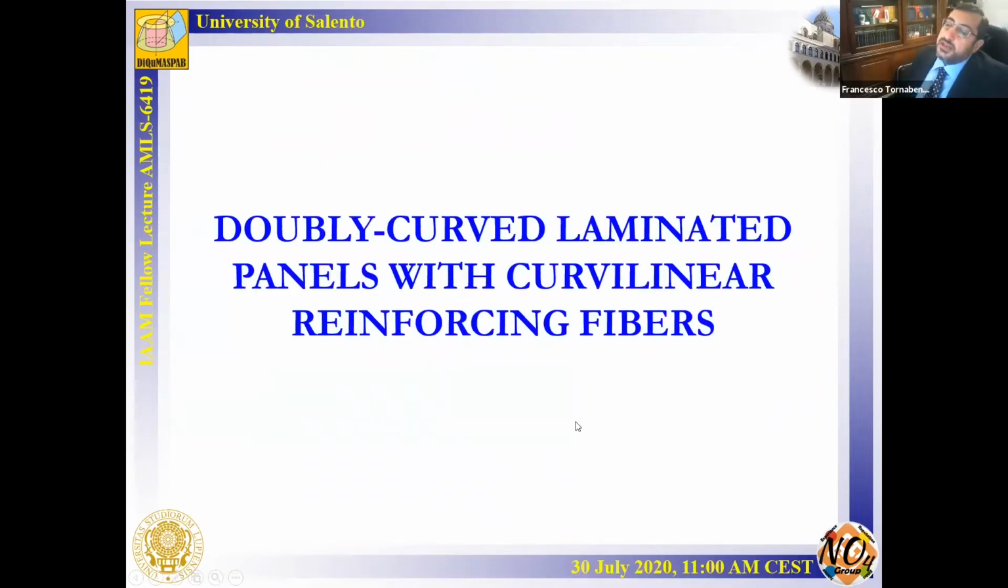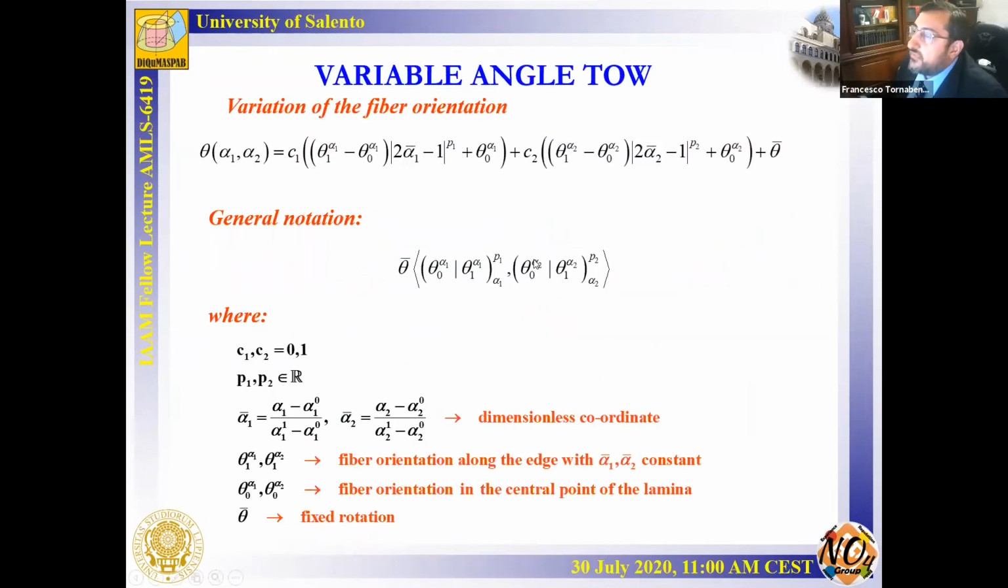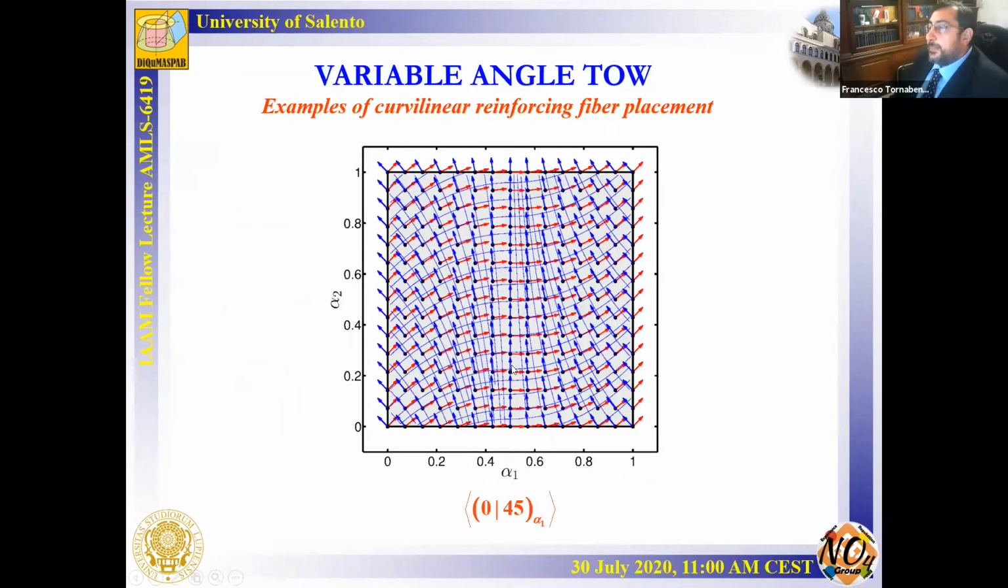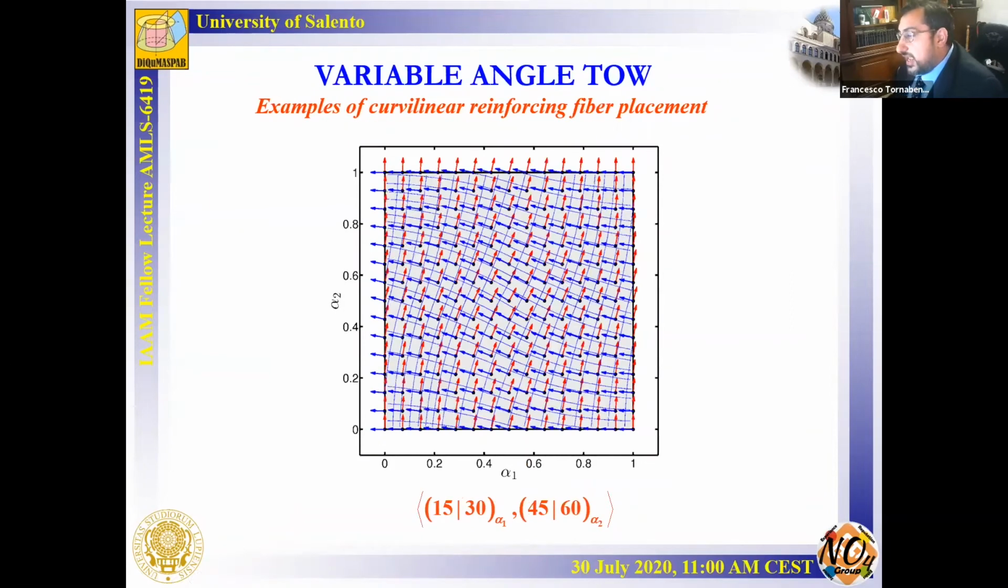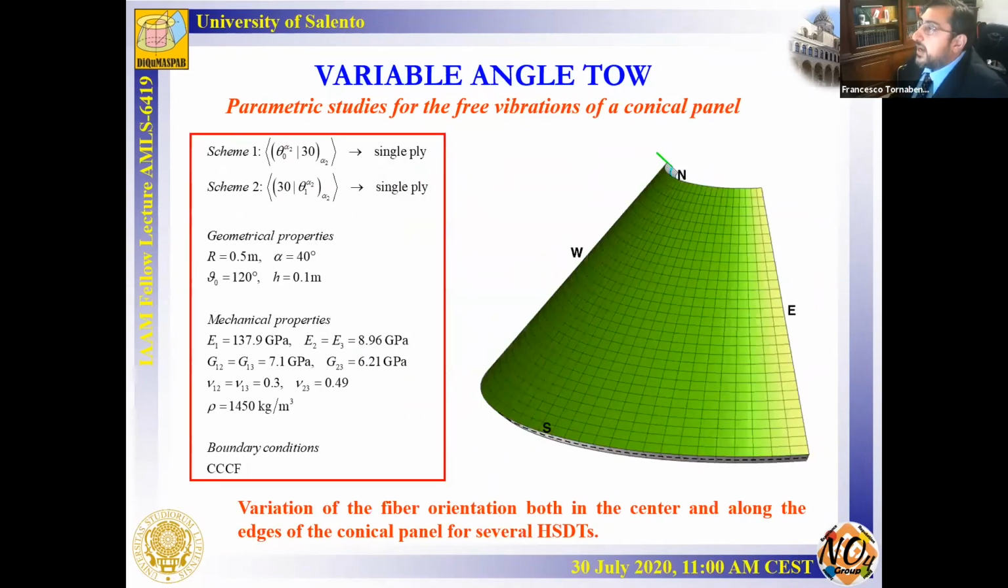Now I want to speak about another topic regarding curvilinear reinforcement fibers. Here I have considered a variation of the fiber orientation using this relation, in particular a 2-parameter variation of the orientation of the fiber. Here is reported the notation, and in this picture I present some special cases by changing the parameters, and in this picture we can see the orientation of the fiber along the reference surfaces. But I want to show you an application.